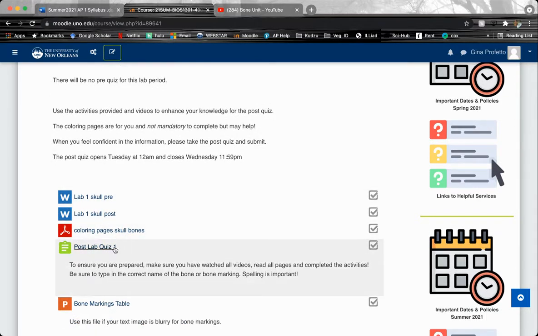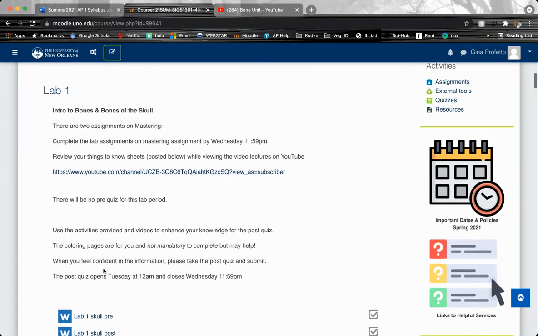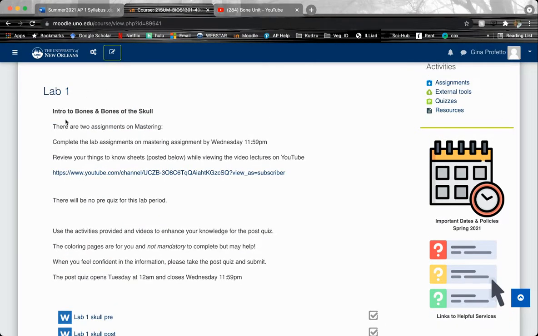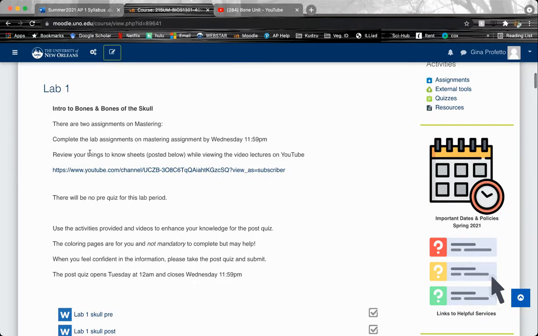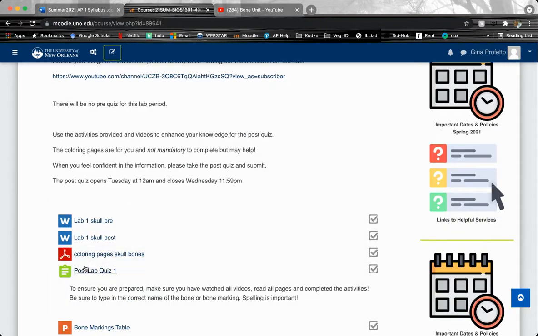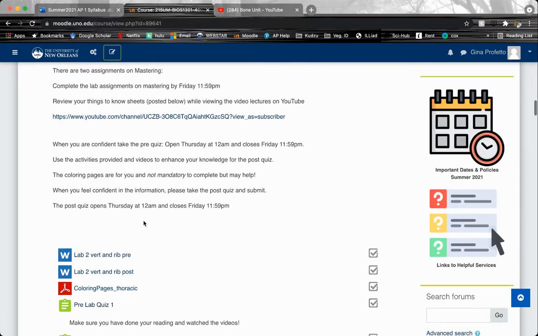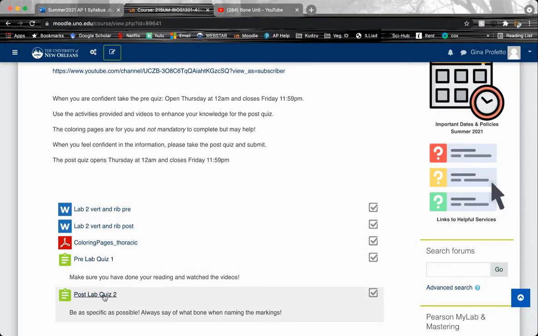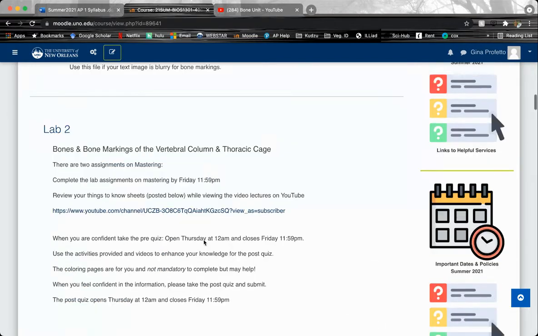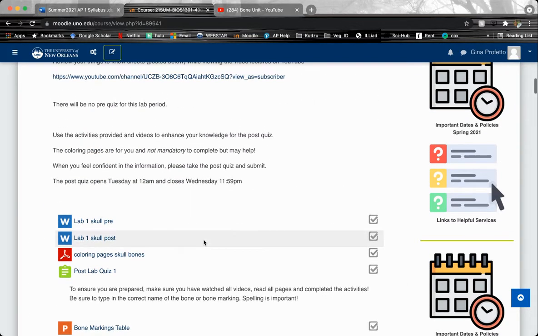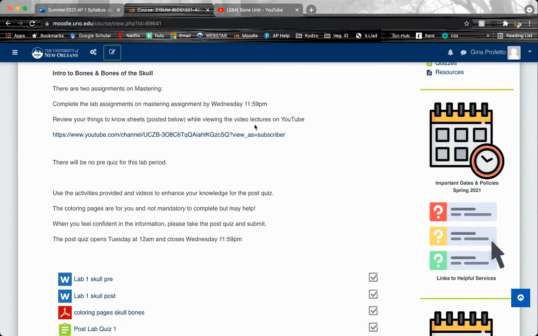Now, you also have quizzes. On the first lab day, which is tomorrow and Wednesday, we only have one quiz. But on a standard lab day, which would be Thursday and Friday, we have two quizzes. Both quizzes open at the same time, which is midnight on Tuesday morning, and then close the next day at 11:59.